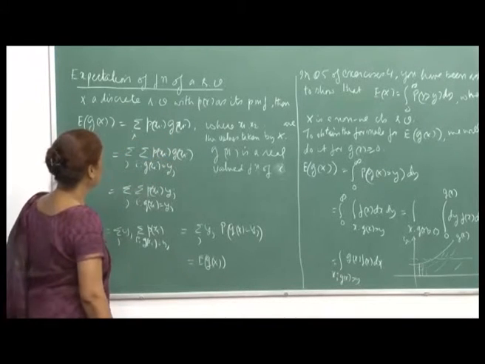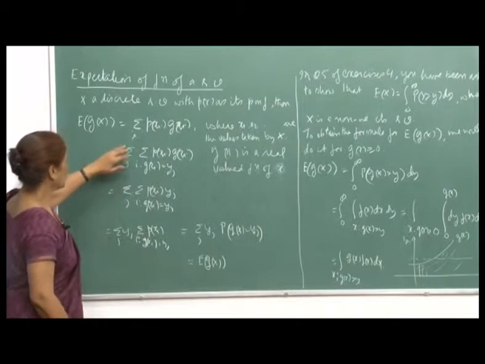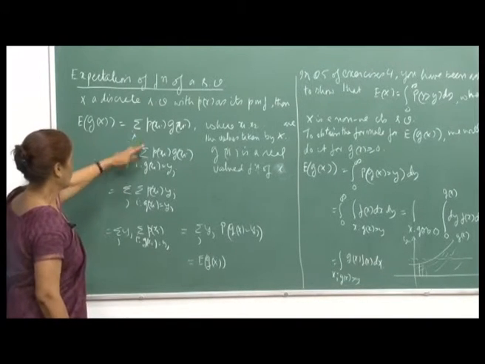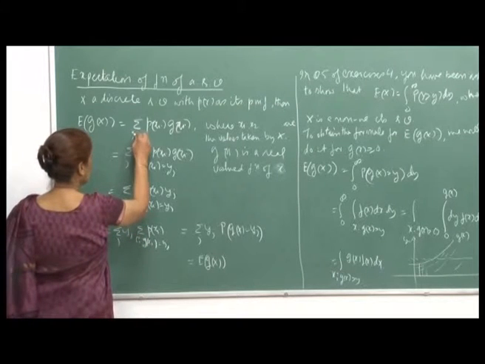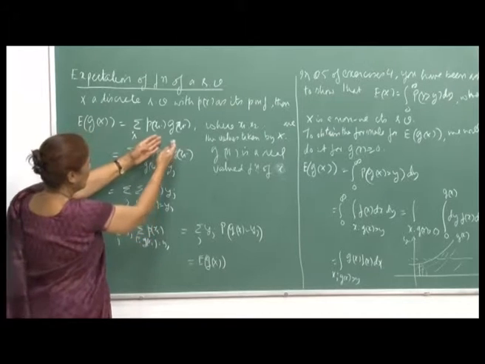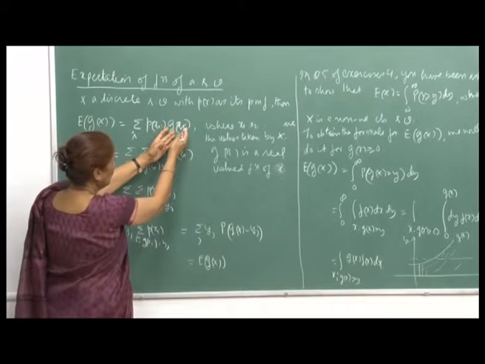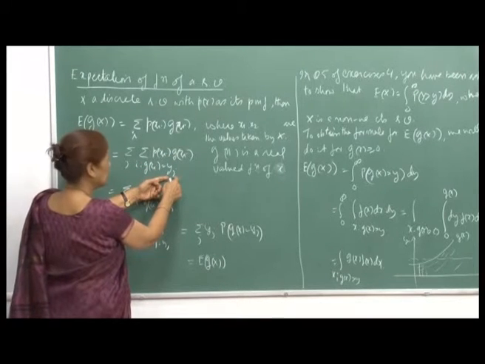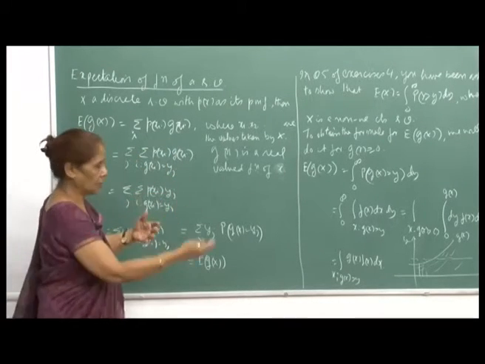So, let us see how we arrive at this form. See, the thing is that you start with this summation. Then what I do is I group together all the x i's for which the value of g(x i) is y j, right, because g may not be a single valued function.